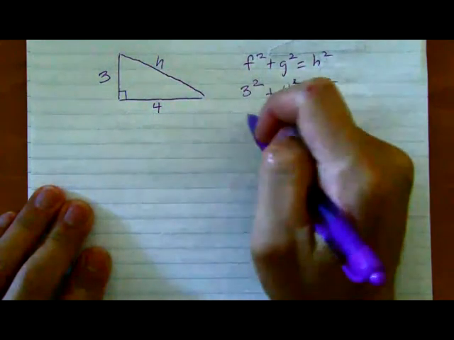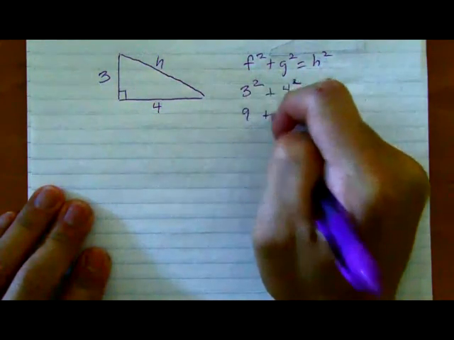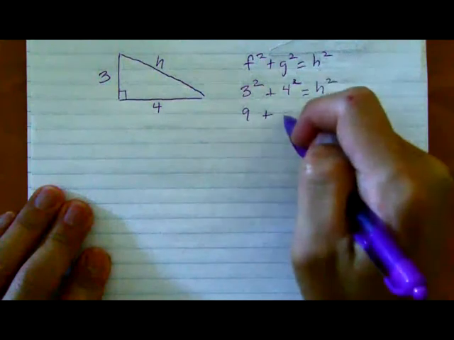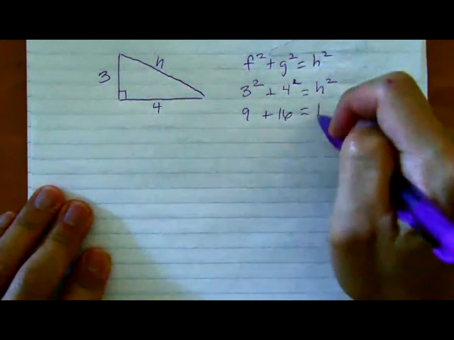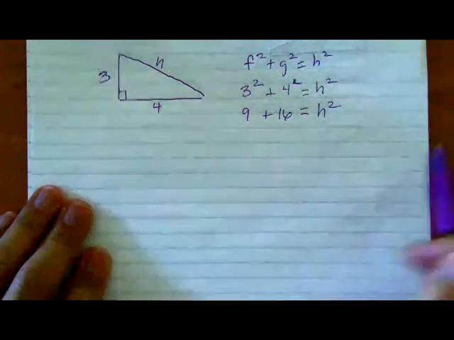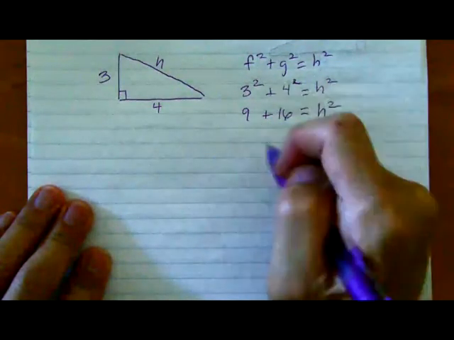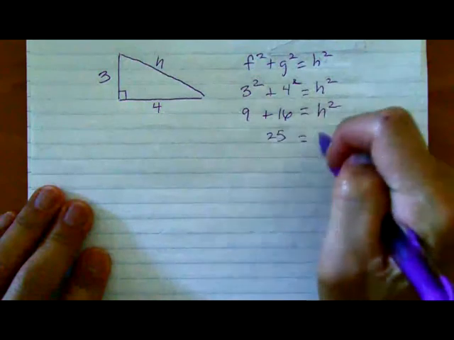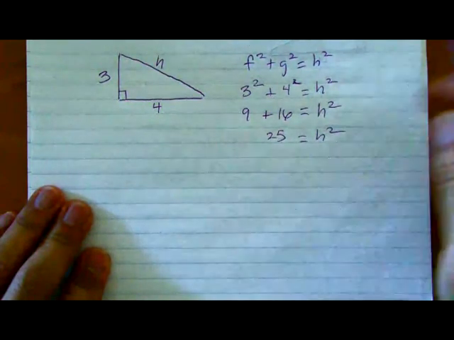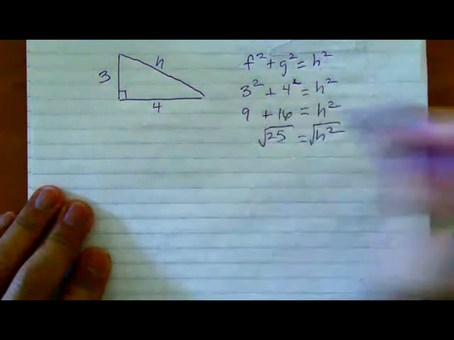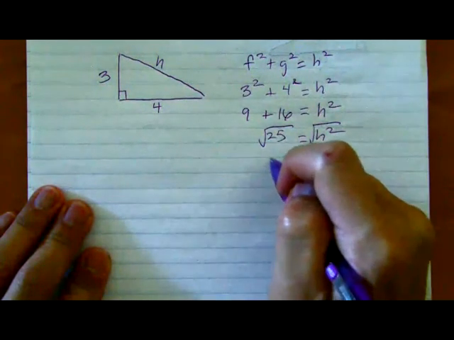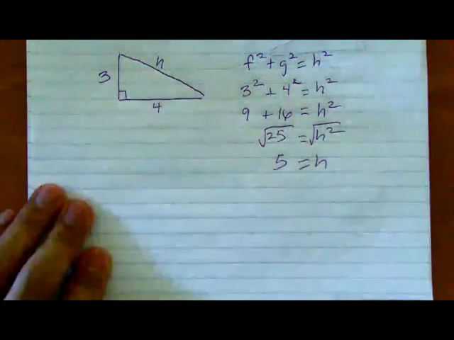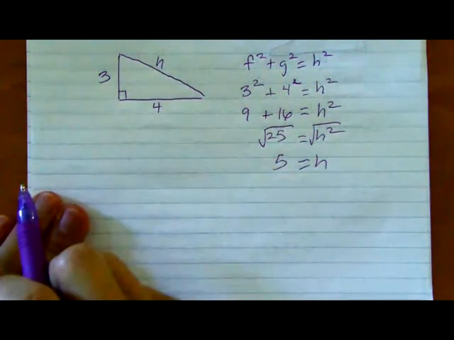3 squared is 9. 4 squared is 16. Now we can find the hypotenuse. This is 25. If I square root both sides, the square root of 25 is 5. That is how long your hypotenuse is. Let's try again.